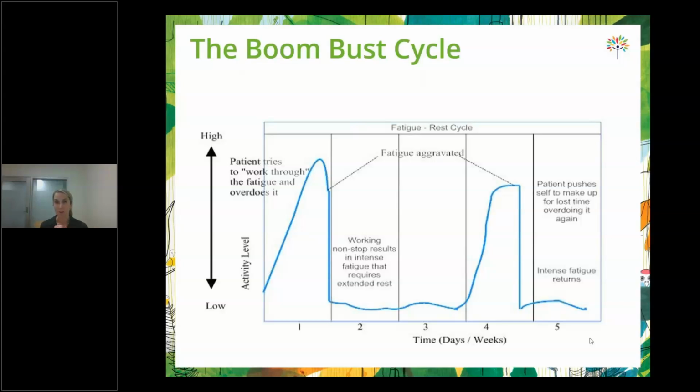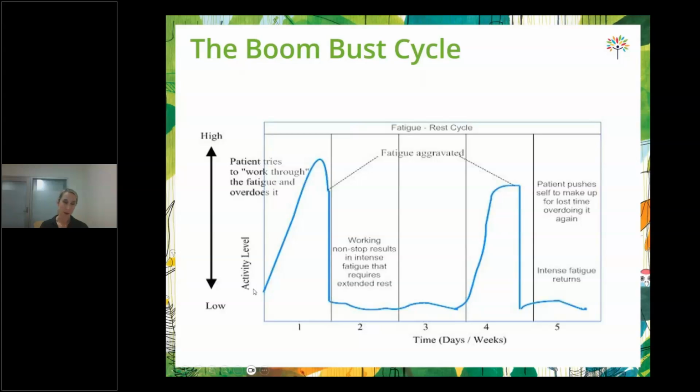So this cycle might happen over days or it could happen over weeks, depending on the individual. And this cycle is particularly important in adolescents because it's a cycle we often see while they're working out what level of activity they can and can't manage. And that is particularly common early in diagnosis, but also can happen at different points throughout their condition, even if they've been living with the condition for quite a while. So the blue depicts this pattern of activity that I'm talking about.